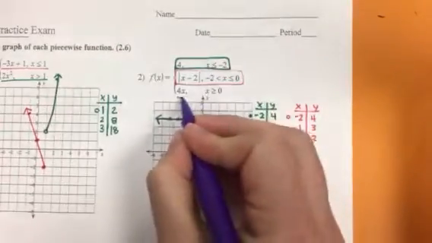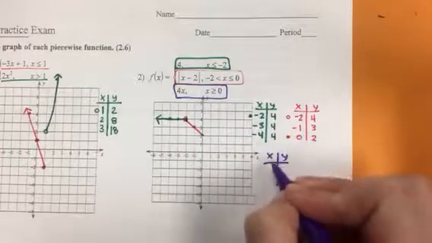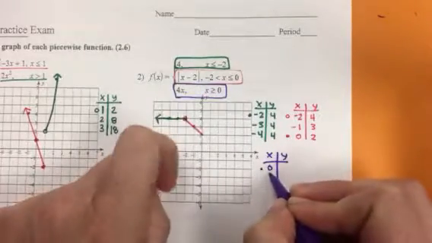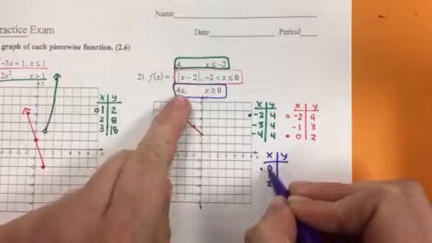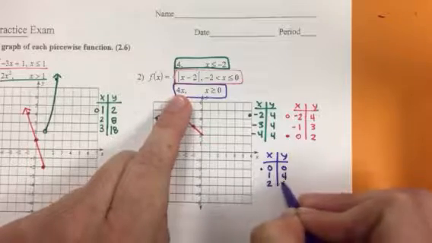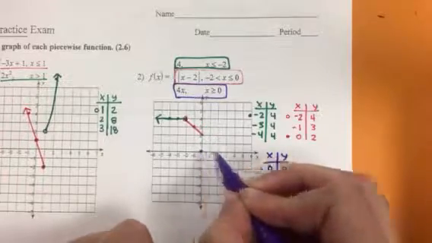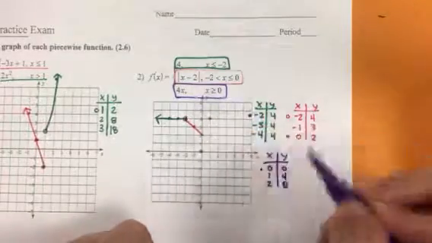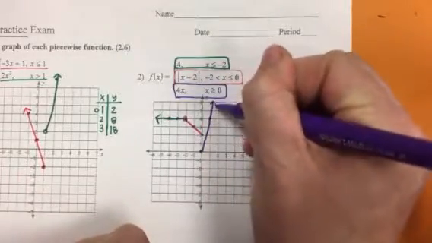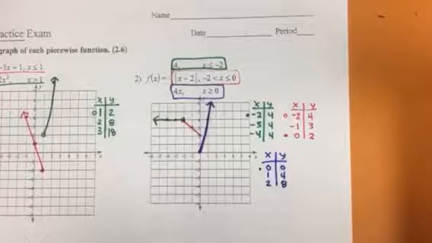The last piece is 4x. I start with 0. It is a closed dot. And then numbers bigger than 0 are 1 and 2. Plug them in. 4 times 0 is 0. 4 times 1 is 4. 4 times 2 is 8. Plot my points. 0, 0. 1, 4. 2, 8 is going to be way up here off my graph, so I'm just going to draw my line. And there's your piecewise function for problem 2.